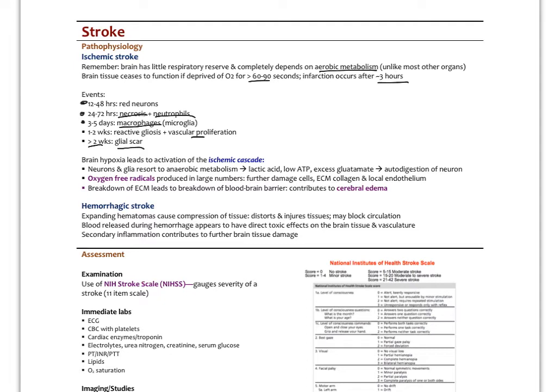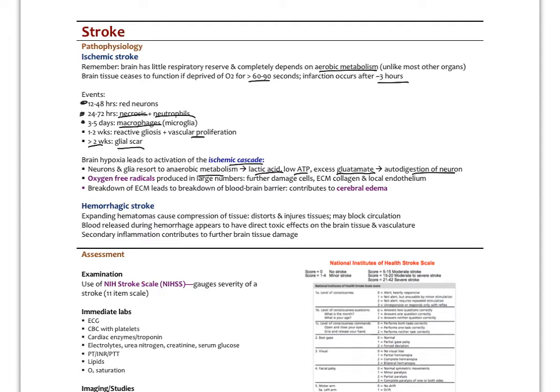Once the brain becomes hypoxic, you activate what's called the ischemic cascade. So again, the neurons and glia are going to resort to anaerobic metabolism, lactic acid's made, you get very low ATP, glutamate becomes excessive. And what happens at this point is that the neuron will actually start to auto-digest. So that's what's going to happen within a day or two here, 24 to 72 hours.